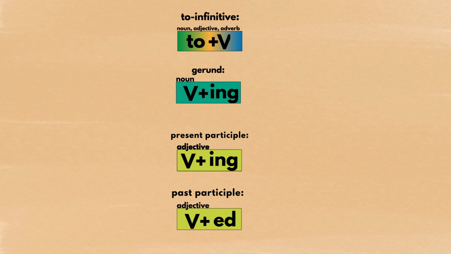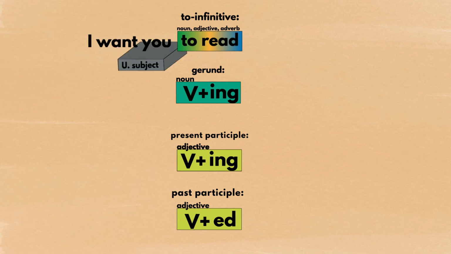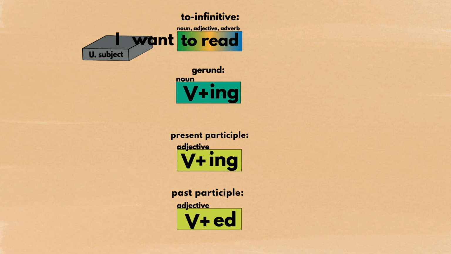Okay, here comes the last part of this lesson. Let's talk about how non-finite verbs can create a quasi-sentence. The understood subject of the to-infinitive is the noun that comes before the to-infinitive, as in you in I want you to read. If the sentence is I want to read, then the understood subject is I. Now, if you want an understood object in the quasi-sentence, add it right after the to-infinitive, as in I want to read books.